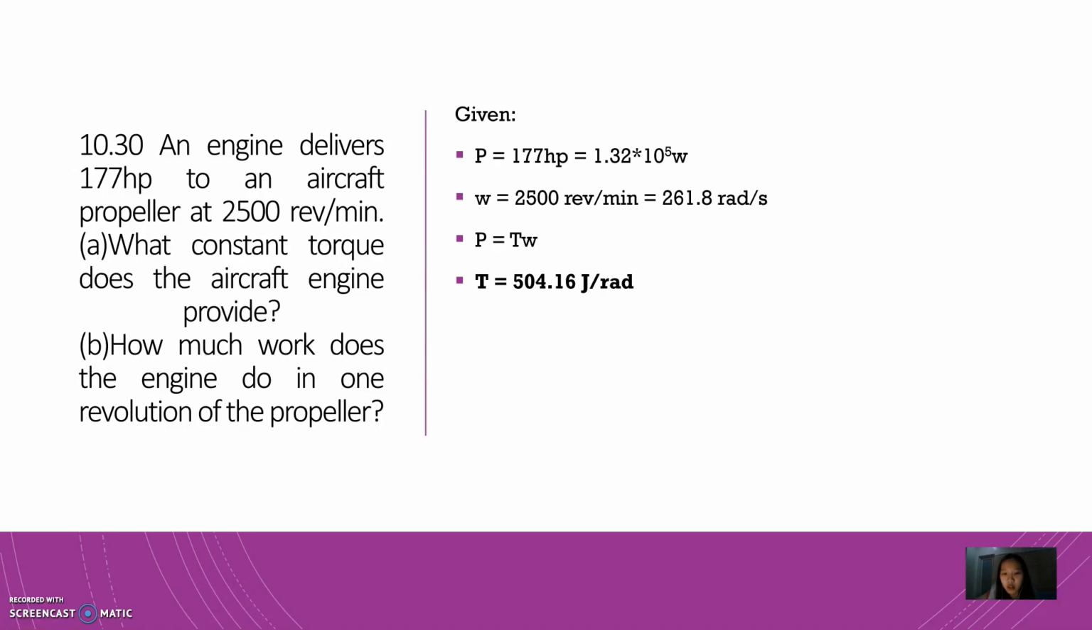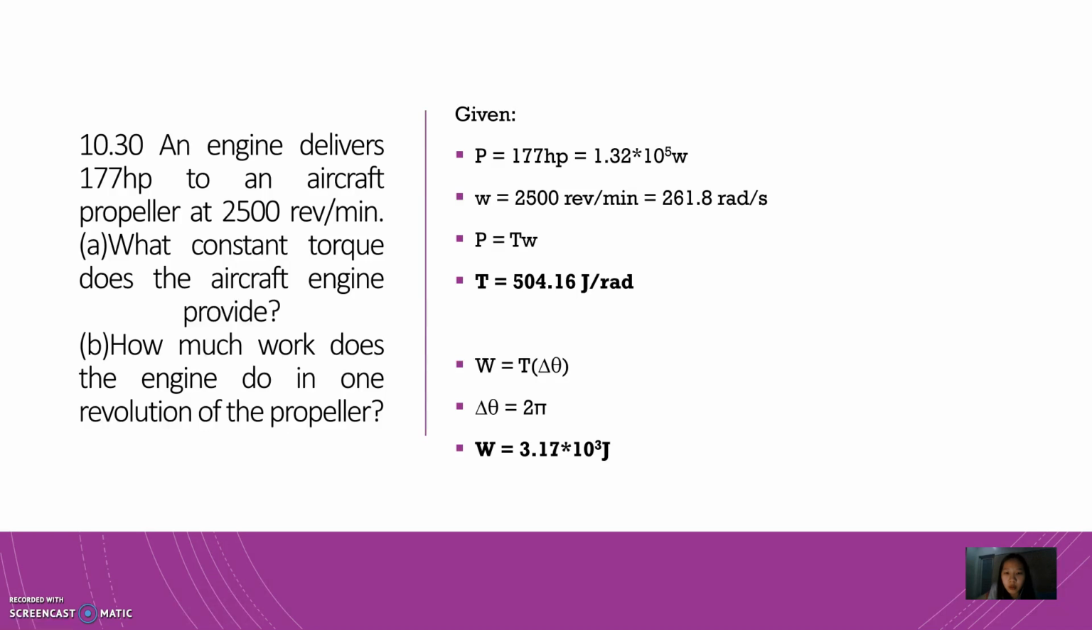Your angular velocity would be 2,500 revolutions per minute. You'll have to convert it into radians per second by multiplying it by 2 pi over 60 seconds, and you'll get 261.8 radians per second. The formula for power is equal to torque times angular velocity, and you'll get the torque of 504.16 joules per radian.